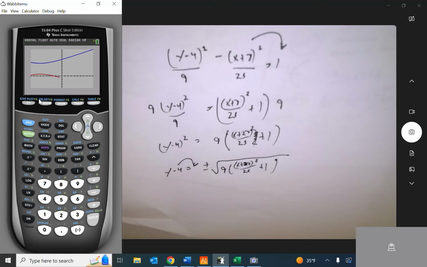What I am going to do is make this thing big, because they're talking about these things being asymptotes. Let's do negative 100 x min, 100 x max. Let's do a y min of negative 100. Let's do negative 200, and a y max of 200.